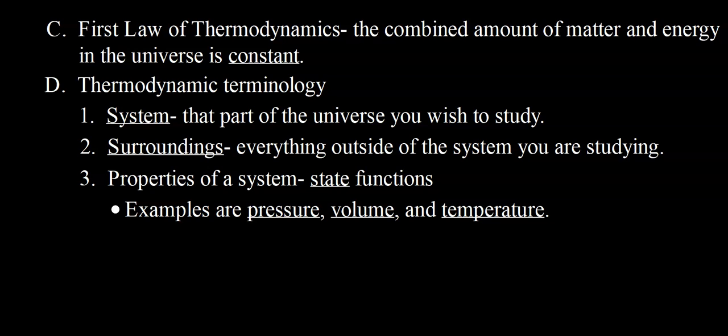Properties of a system: we have these things called state functions. Not that important, but some examples of state functions are pressure, volume, and temperature. These refer to the conditions of a substance. State functions technically are things that are independent of the pathway taken to arrive at something. Again, not that important for this class.